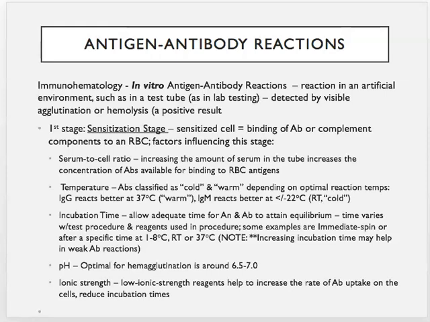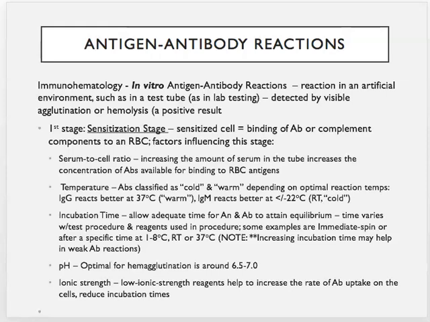The temperature of the reaction. Antibodies get classified as either cold or warm, depending on their optimal reaction temperatures. IgG antibodies react best at 37 degrees Celsius or body temperature, so they are considered warm antibodies. IgM antibodies react better at room temperature, so they're referred to as cold antibodies. The time of the incubation.